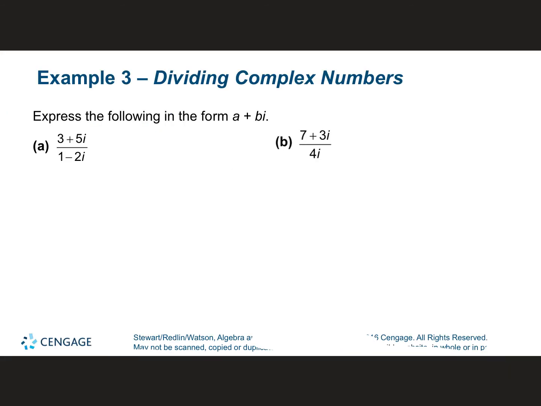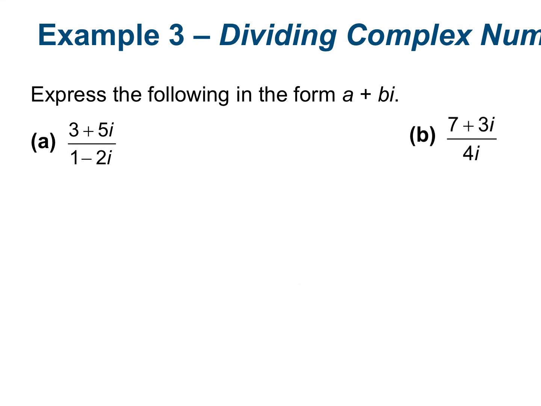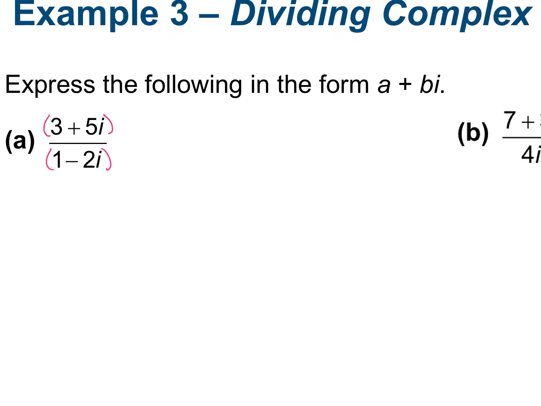So if we look at example A, we have 3 plus 5i over 1 minus 2i. So what I'm going to do first off is to put parentheses around both my numerator and my denominator. My denominator, I have the 1 minus 2i in it. So I'm going to keep the 1, I'm going to keep the 2i, but I'm going to change the sign between them to be addition. I'm going to multiply whatever I do on the bottom to the top as well. So that 1 plus 2i multiplies by the top and the bottom of this fraction.